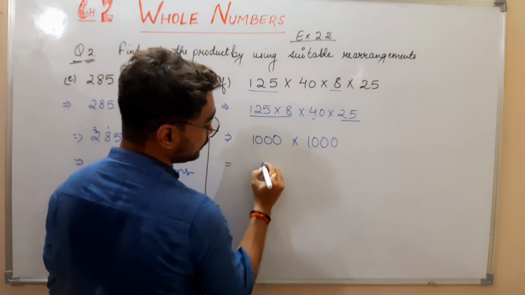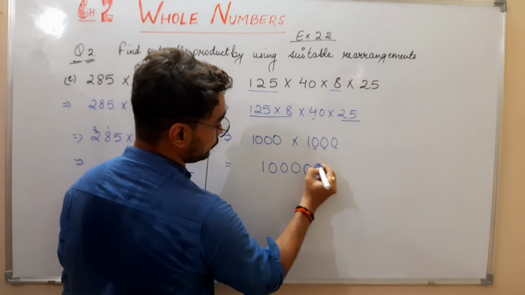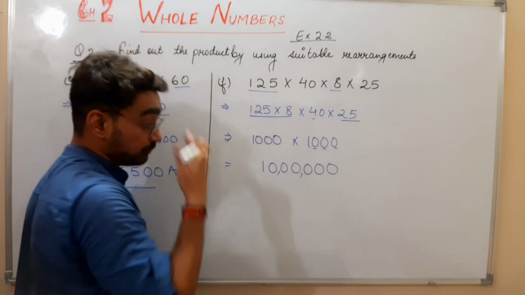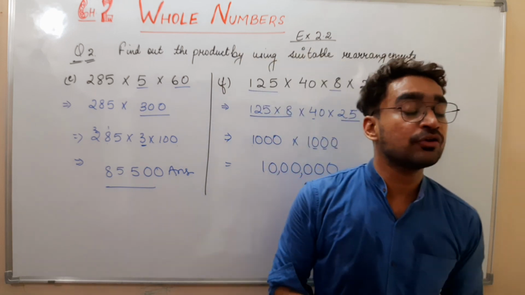Then 1000 into 1000, then 1 2 3, then 1 2 3, 3 and 3 zeros. That means 10 lakh. I hope these two questions are clear for you, right?